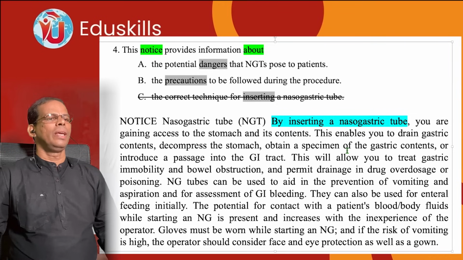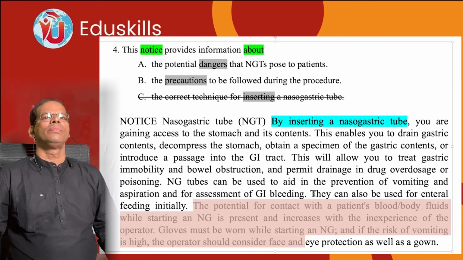Potential dangers. Do they speak anything about dangers? This will allow you to treat gastric immobility and all those things. So all positive things are said, right? They can also be used for central bleeding initially. The potential for contact with a patient's blood and body fluids while starting an NG is present and increases with the experience of the operator. Gloves must be used.